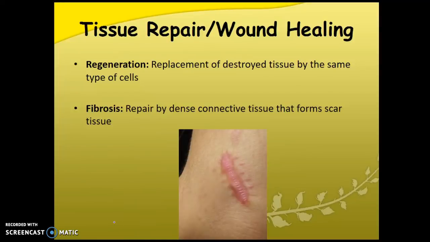Hello, this lecture is going to be tissue and wound repair. So it's important to understand that there's two types of tissue and wound repair.